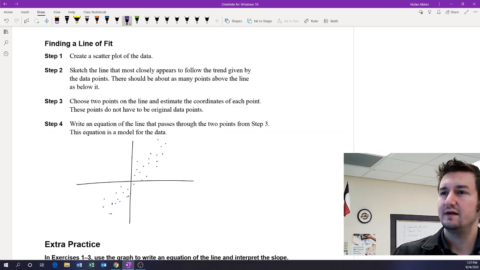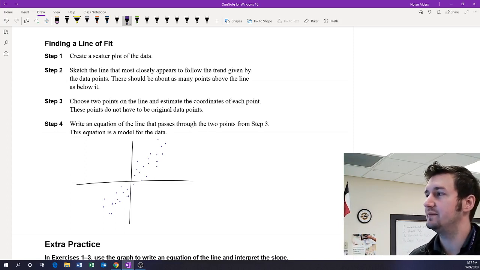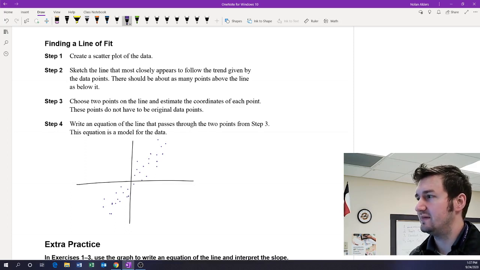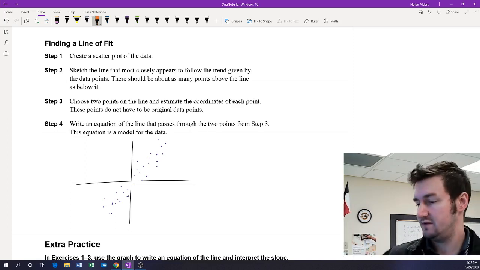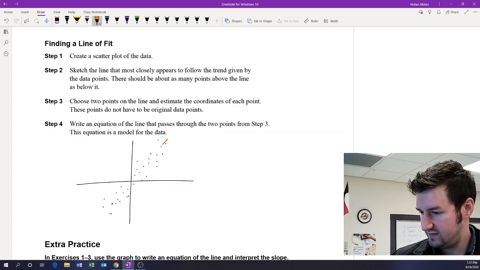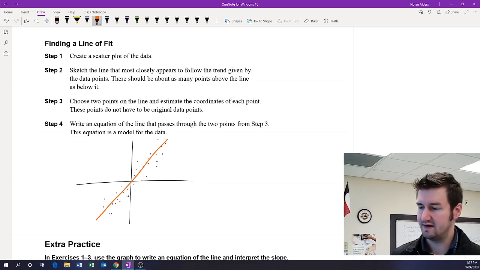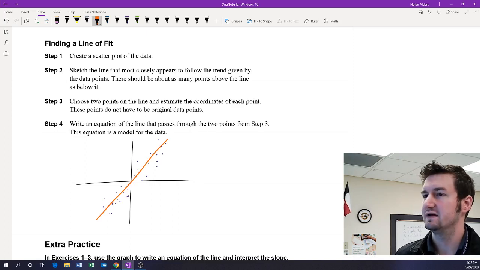And then step two, we're going to sketch the line that most closely appears to follow the trend given by the data points. There should be about as many points above the line as below it. So for this line that I drew down here, the line that might be the best fit would be something like that, going right through the middle of our data.